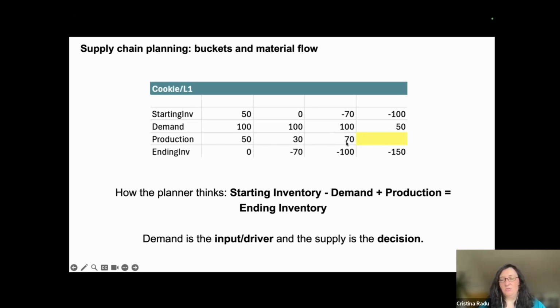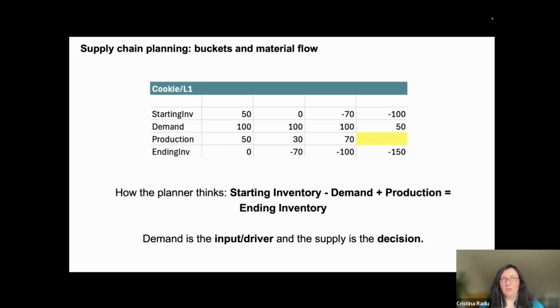Here you manage to catch up, but it's not always possible. So maybe you need to purchase something, right? So you cover the negative inventory with 50 production and 100 purchasing. What we see here is that the demand is the input, the driver. It's where the pressure comes from in the supply chain, right? And the supply is the decision. It's very important to understand that in the solver, the demand is the driver.